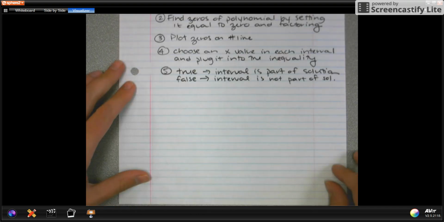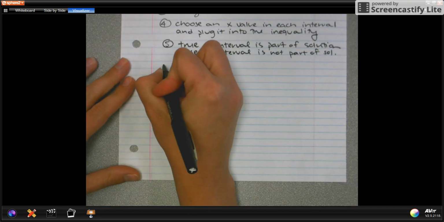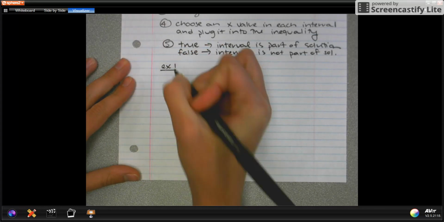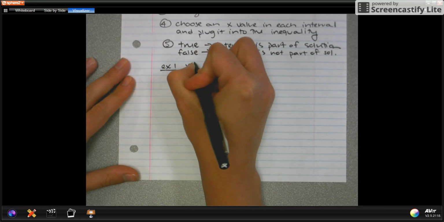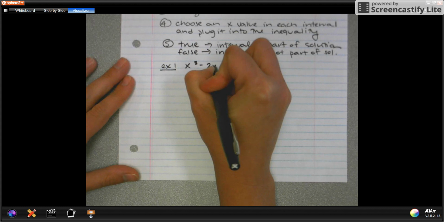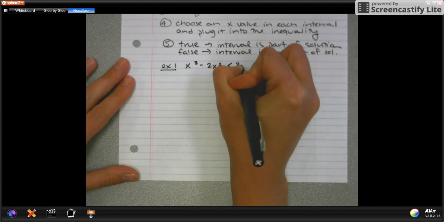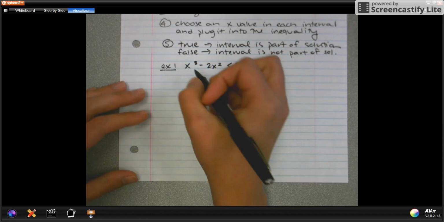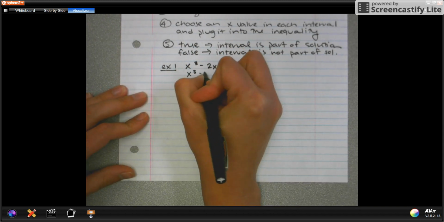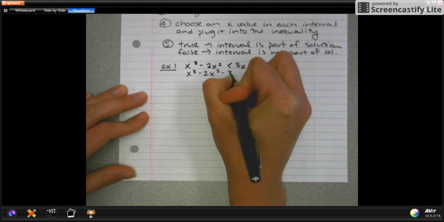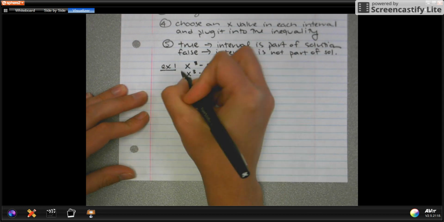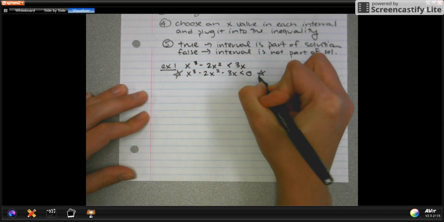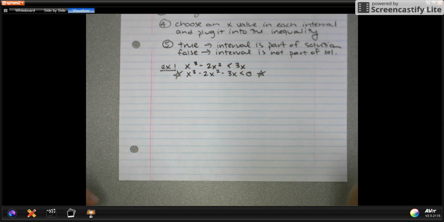So let's take a look at an example. We'll call this example 1. The polynomial is x to the third minus 2x squared is less than 3x. Looking back up at the steps, I can see the first thing we should do is get everything onto one side. And then this is going to be the inequality that I use for later on in the problem.